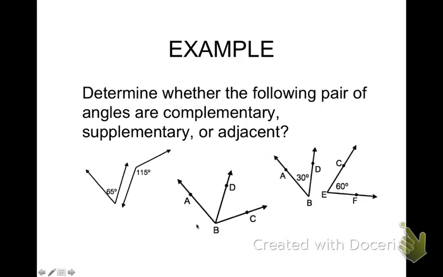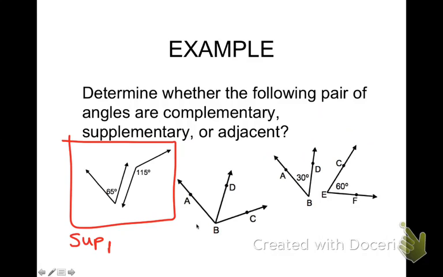We're going to determine whether the following pair of angles are complementary, supplementary, or adjacent. So looking at these two first, do they share a common vertex and a common side? No, they're separated from each other, so they're not adjacent. So now we have to look at the degrees. I have 115 and I have 65. 115 plus 65 makes what? 180. So would they be complementary or supplementary? Supplementary, good. So those first two would be supplementary.